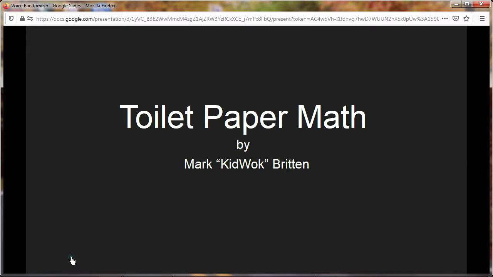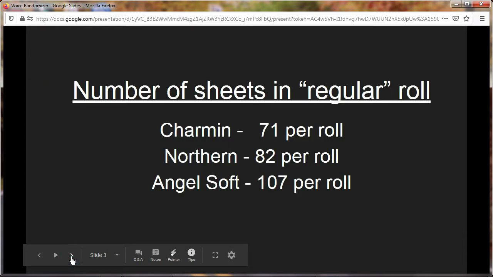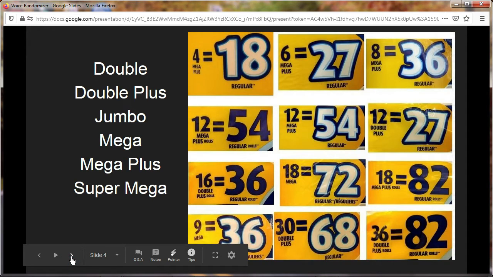Whenever I go to the store, I'm always confused about what to buy, because buying toilet paper is like flushing your money down the toilet. To make matters worse, when you go in, they don't even use the same number of sheets in regular rolls for each brand. So how do you figure it out, especially when they throw out double, jumbo, mega, mega plus?